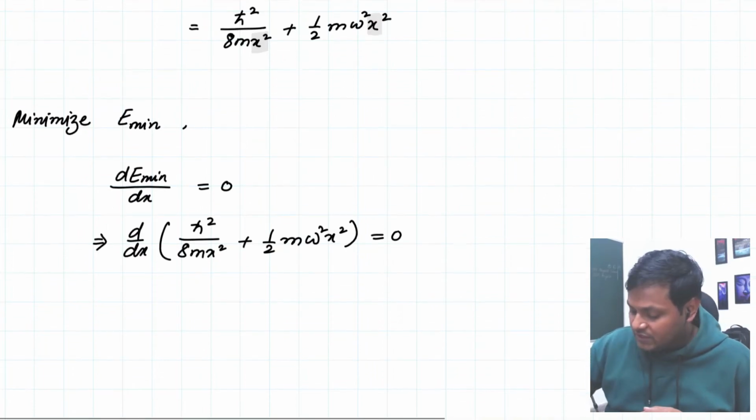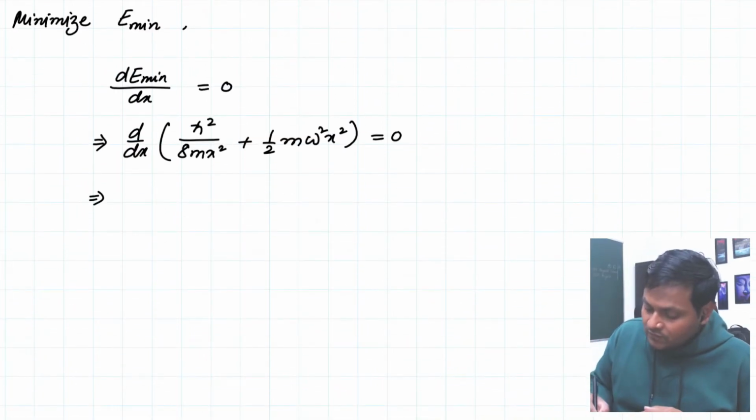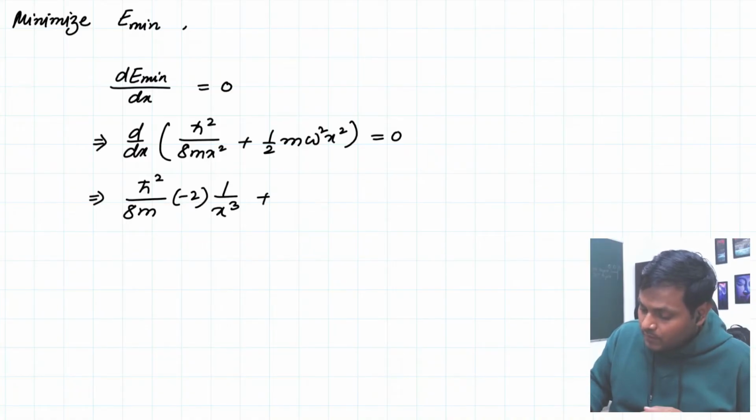This is equal to 0. इसको solve करते हैं. Let's solve this. Here I should get h cross square upon 8m, and this is minus 2, and I'll have 1 upon x cube plus here I should get half m omega square. Twice of x is equal to 0.